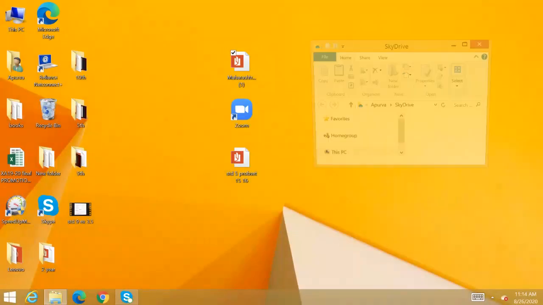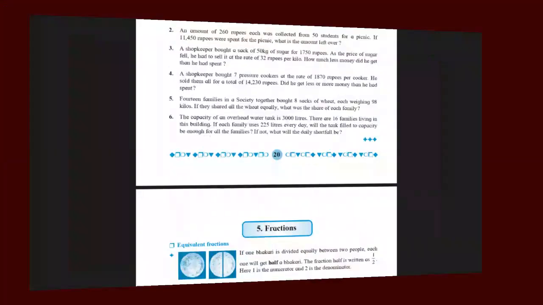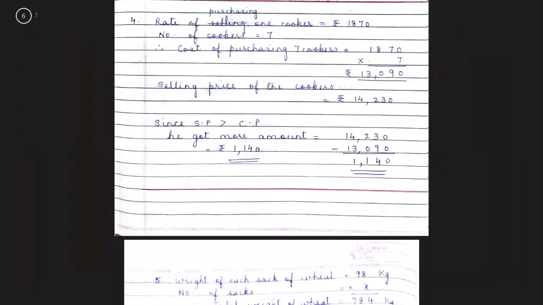So this is quite similar to the one that we did before. What you have to do: a rate of purchasing one cooker, 1,870 rupees. How many cookers did he buy? 7. So what is the cost of purchasing 7 cookers? Multiply 1870 into 7. You get rupees 13,090.